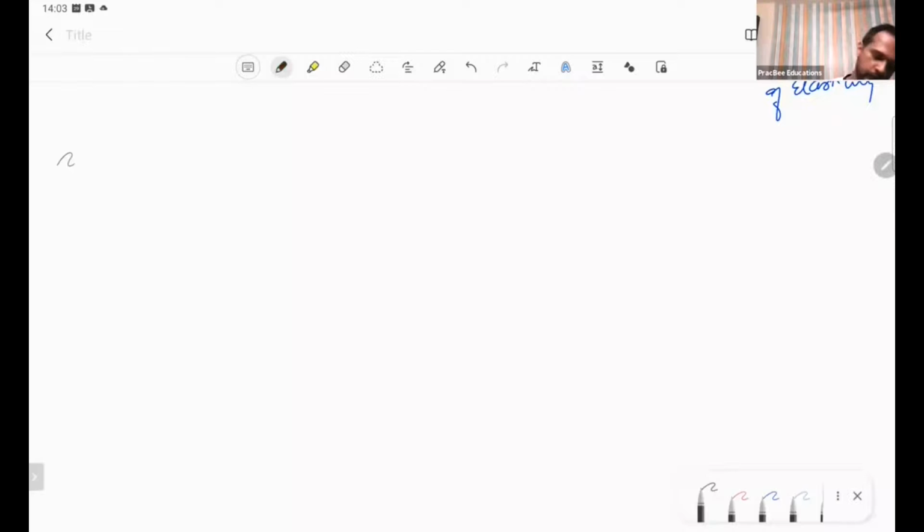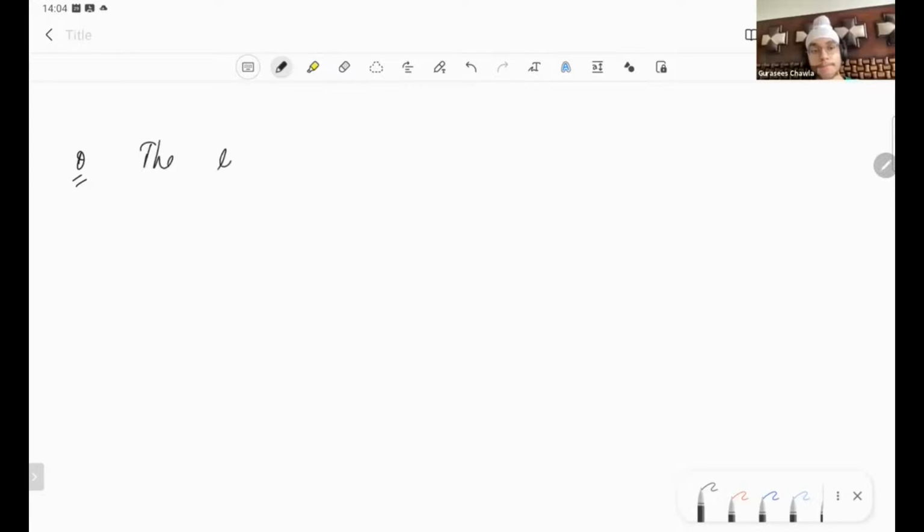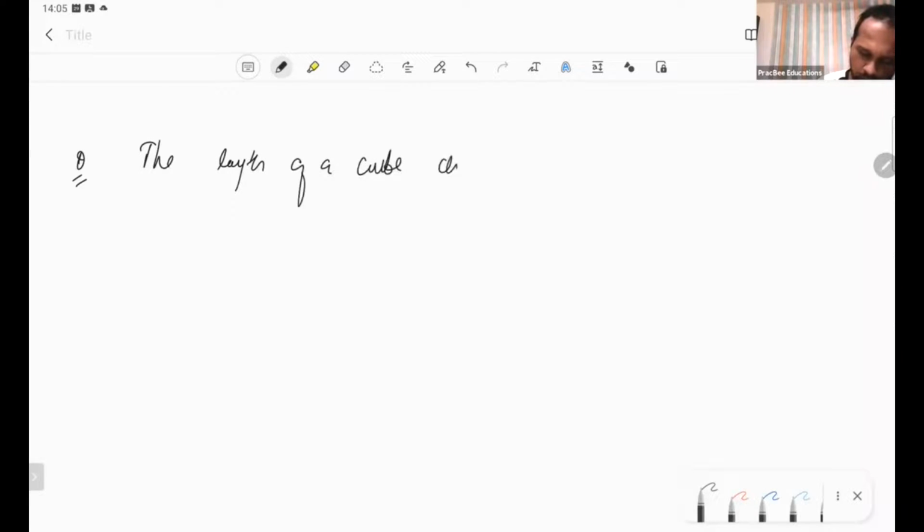Let's see the questions. पहले मैं कुछ दे रहा हूँगा. I'll just see if you can calculate stress and strain or not. The length of a cube changes by 1%. ठीक है, क्यूब के तीनों साइड का जो लेंथ है वो 1% से चेंज होता है, हर side, all the sides. What is the volumetric strain?